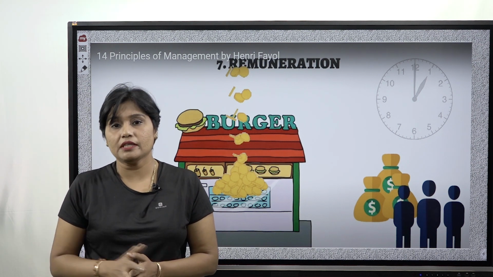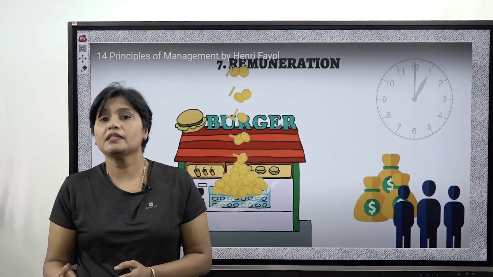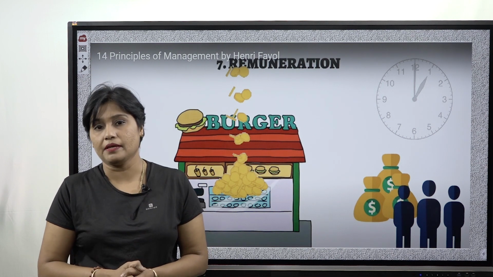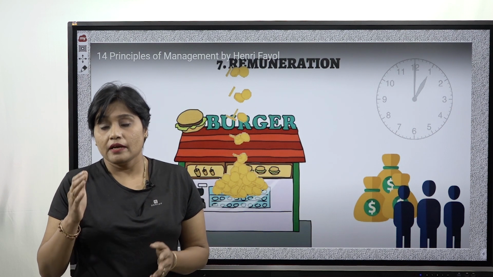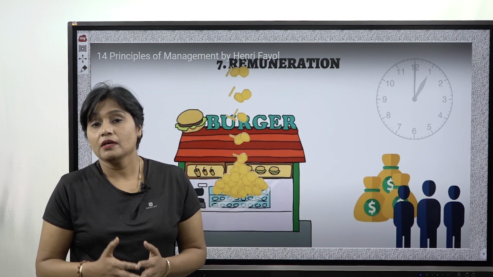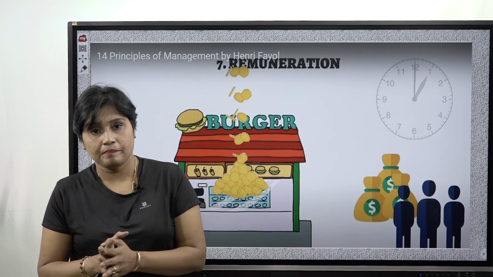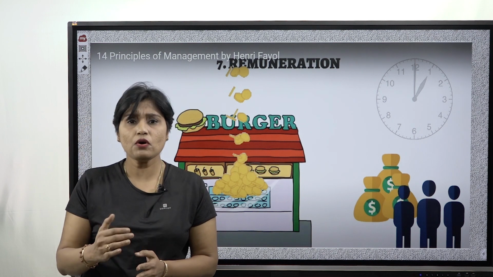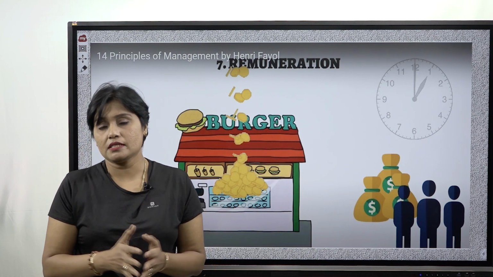Now, what is remuneration? Remuneration means a share in profit that is being taken by the top level management because they would have invested in the company. Here, remuneration means Henry Fayol is coming up with the remuneration of personnel, that means about employees. He is not talking about the top level management. He is talking about the payment that is being given to the employees.